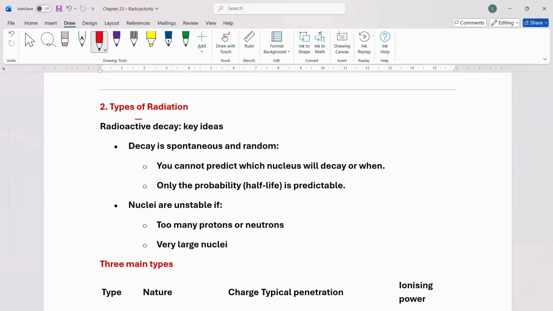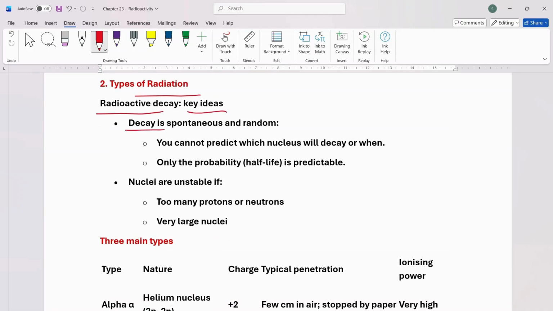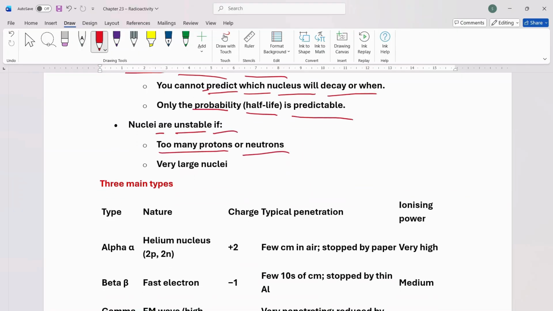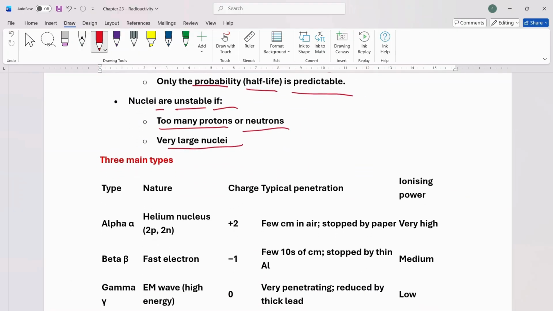Now let's discuss types of radiation and radioactive decay. Key idea: decay is spontaneous and random. You cannot predict which nucleus will decay or when. Only the probability, the half-life, is predictable. Nuclei are unstable if they have too many protons or neutrons, and very large nuclei are also unstable.